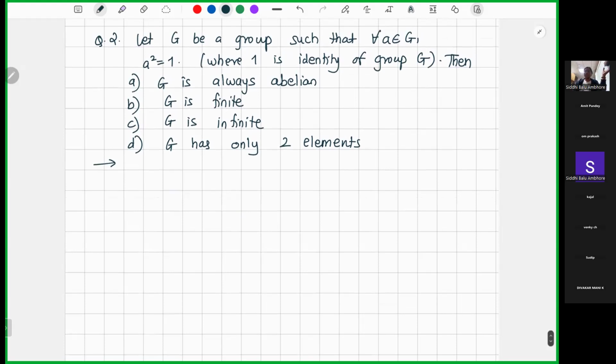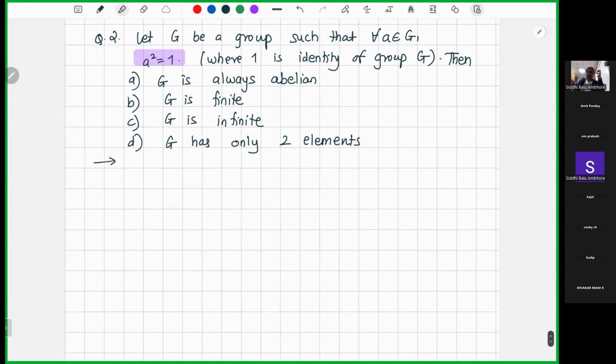So G is such that A square is 1. So A applied to A under the group operation, this A square is 1. And we have to check whether G is always abelian or not, always finite, always infinite, or G has only two elements when G satisfies this property A square is equal to 1. So any guesses for this?